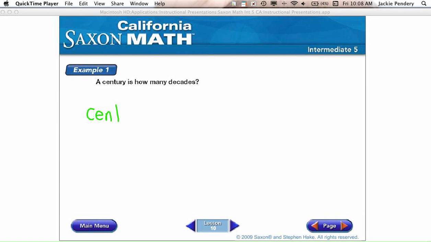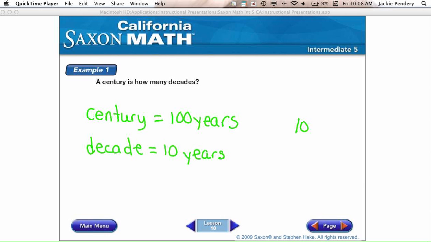So example 1, a century is how many decades? Well, we know that a century equals 100 years, and we know that a decade equals 10 years. So to find out how many decades are in a century, I'm going to take the number of years in a century, 100 years, divided by 10 years in a decade, which will equal 10 decades. So there are 10 decades in one century.